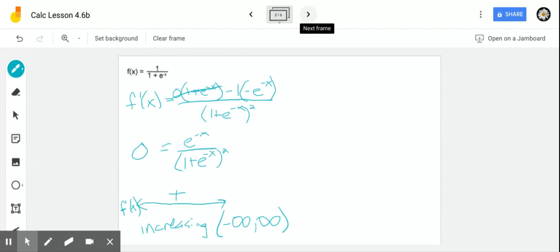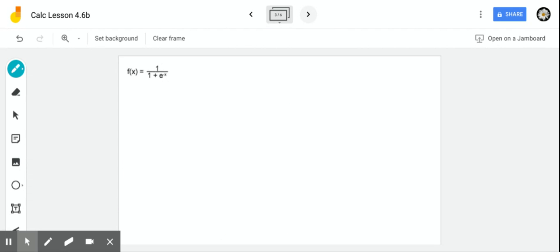And then we need to find the second derivative and see what we can find out about concavity. So again, I'm going to get a new space for this. So our first derivative, when it was all said and done, was e to the negative x over 1 plus e to the negative x squared.